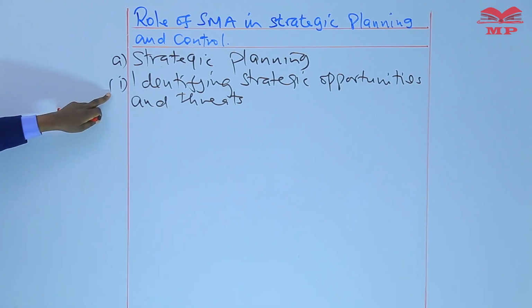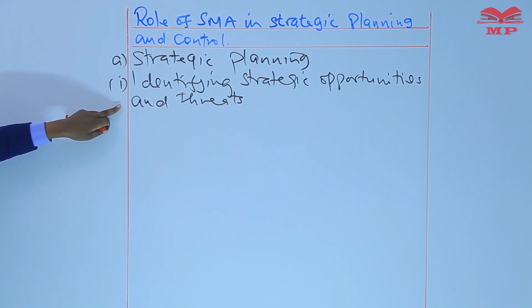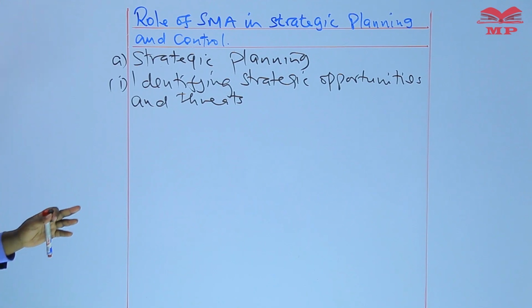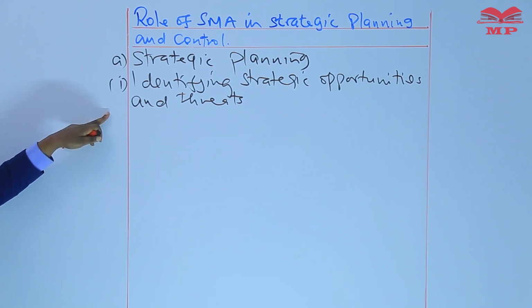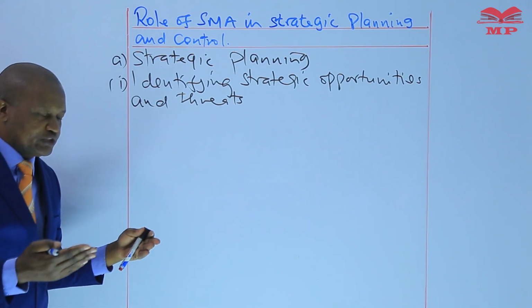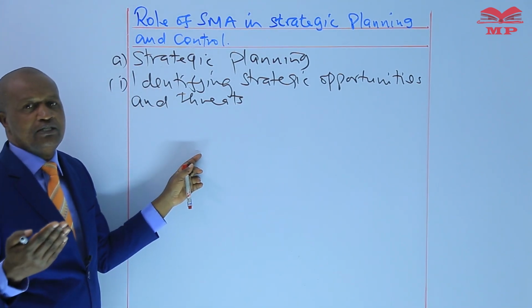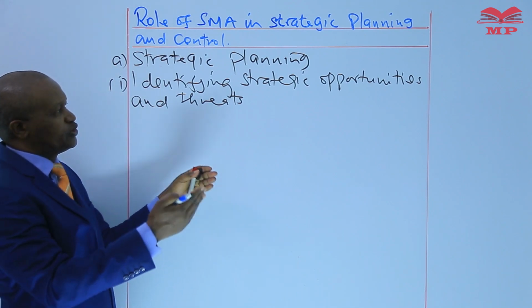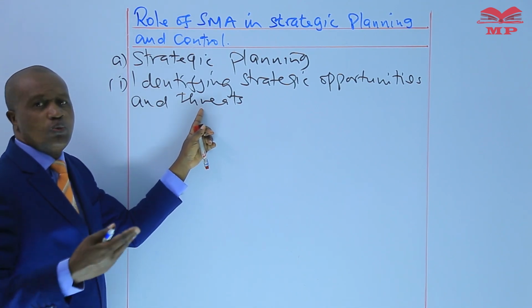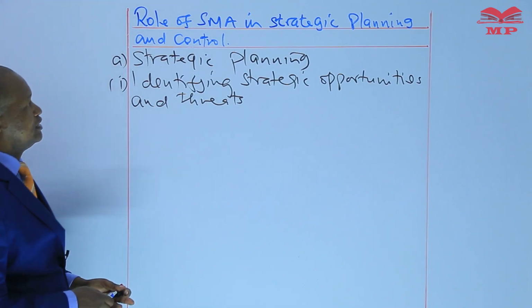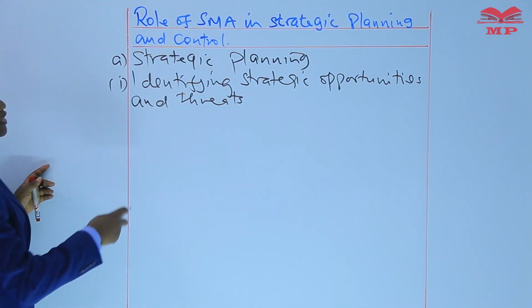Identifying strategic opportunities and threats. The SMA provides insights into the external environment. It provides insights into competitor analysis as well as customer trends, thereby enabling the organization to identify potential opportunities for growth, and also to anticipate threats well in advance. So that is one role under strategic planning.